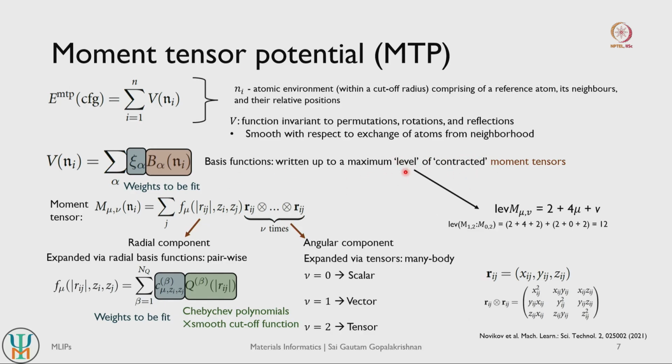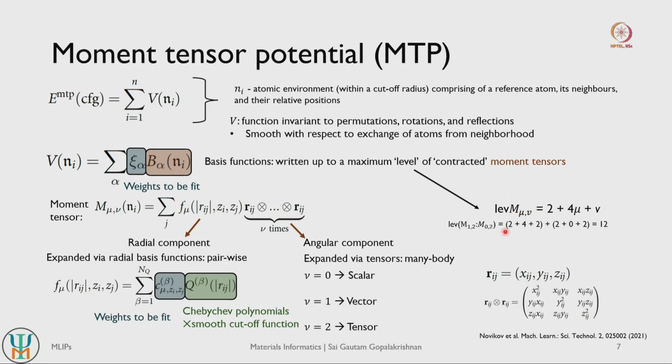But then you have to define what is referred to as a level of your moment tensor. So when you write a moment tensor, you have two variables here, mu and nu. So mu basically stands for the complexity in your radial component, and nu basically stands for the complexity in your angular component. So the combination of these, how complex you want your radial and your angular components to be, is basically compiled in this complexity term called level. So that's what is referred to as the level of your moment tensor, and the level of the moment tensor is given by the simple expression here. Now this expression can be changed, right, but the original developers of moment tensor potentials use this expression. So it's 2 plus 4 mu plus nu.